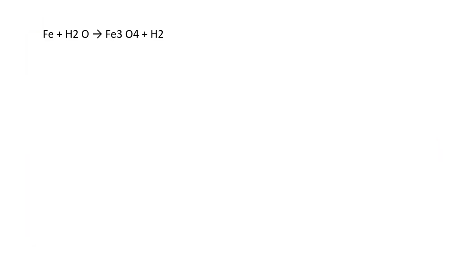Now we'll take an equation: Fe plus H2O gives Fe3O4 plus H2. So this is the chemical formula for iron, water: H2O is water. Fe3O4 is iron oxide, iron 3 oxide, and hydrogen. This is a mixed oxide. Fe3O4 is a mixture of FeO and Fe2O3. It's called a mixed oxide, which is Fe3O4.